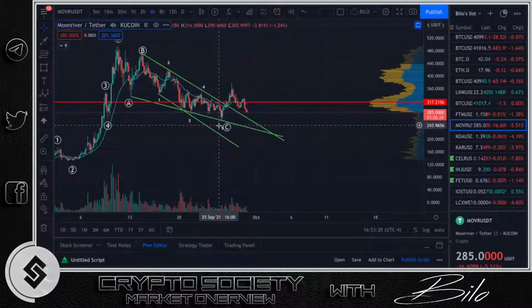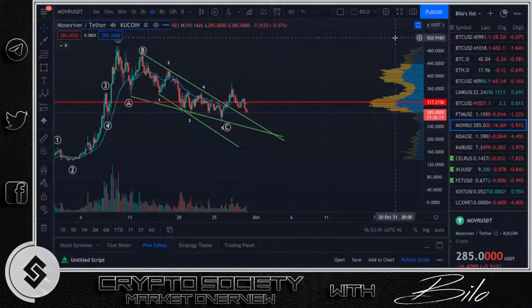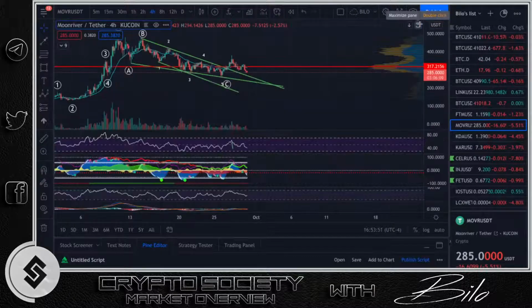Anyway, by the looks of this, it was a full cycle all the way to here, and this is the correction, and it's not over. It does not look like it's over. What time frame am I in? 4 hours. The candle's still pretty short, and we're going below the wick. It just doesn't look good right now, unfortunately.